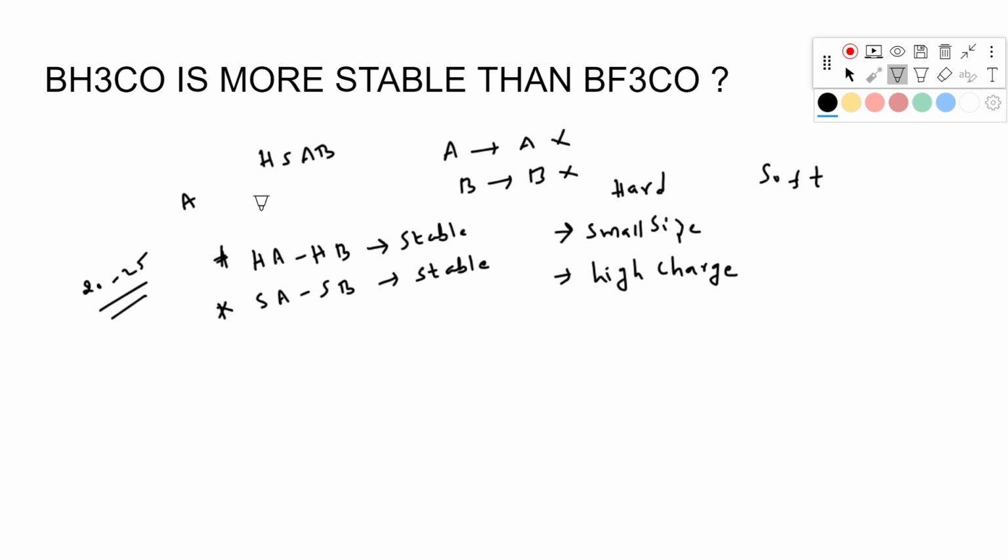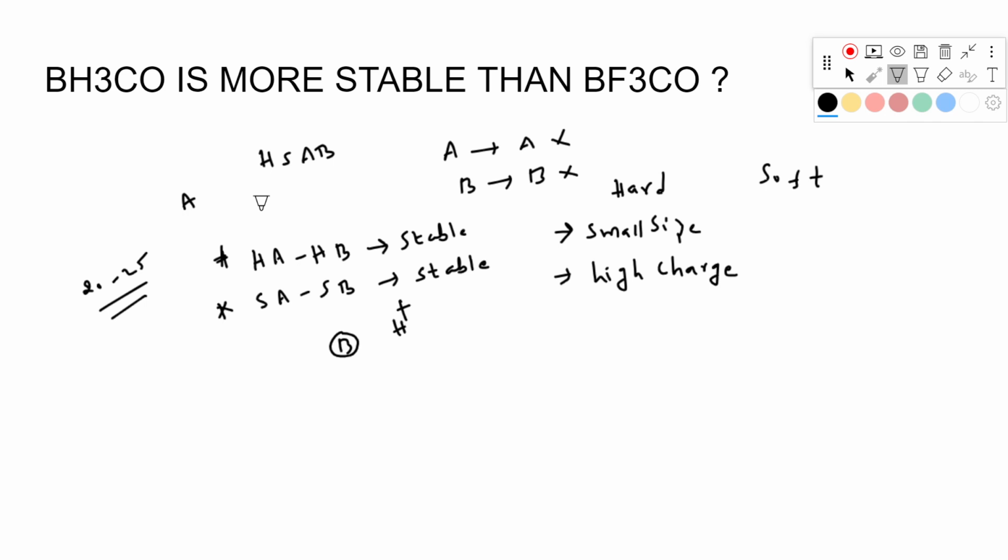Suppose you take any nucleus, for example boron, hydrogen, like that. Whenever it has a charge like plus, what happens? We know the size of the atom will decrease. When size decreases, the nuclear attraction will be high. And whenever nuclear attraction is high, it is very difficult to break. So this is the hard one.